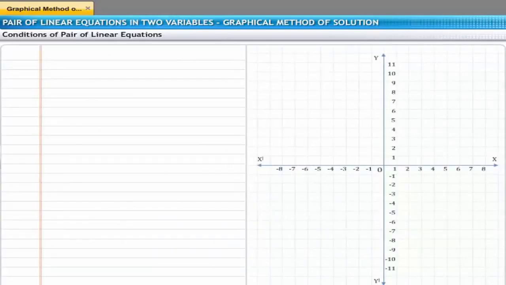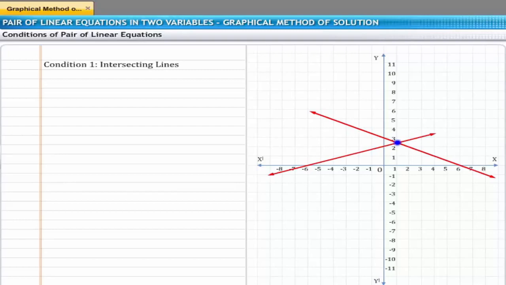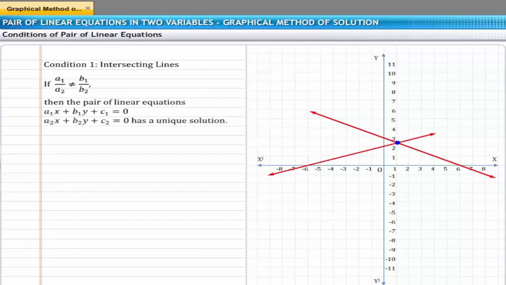Let us look at the first condition where the two lines are intersecting each other. This is possible only if a1 divided by a2 is not equal to b1 divided by b2. Then the pair of linear equations will have a unique solution. Consider the pair of linear equations given here. Here a1 is equal to 2, b1 is equal to 4, a2 is equal to 1, and b2 is equal to -3.